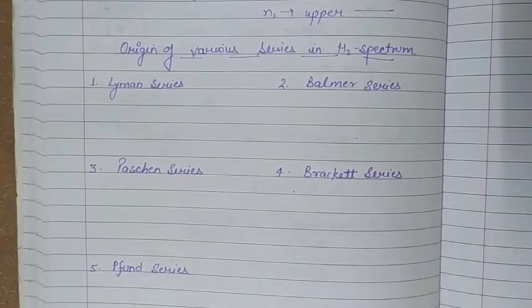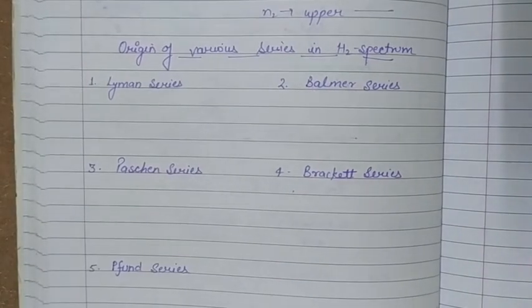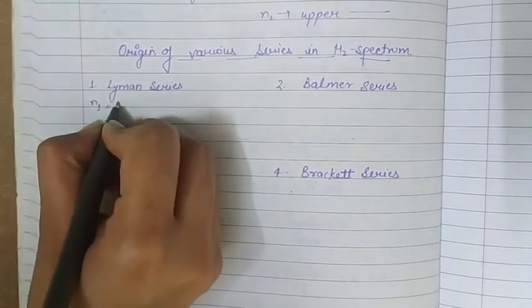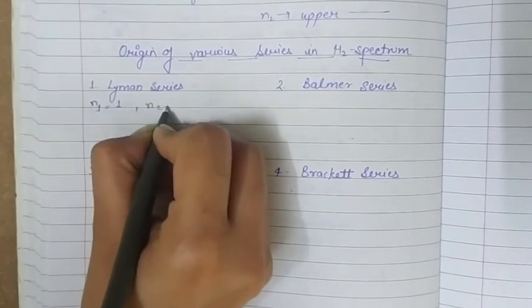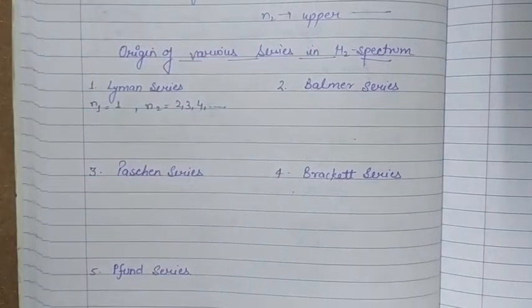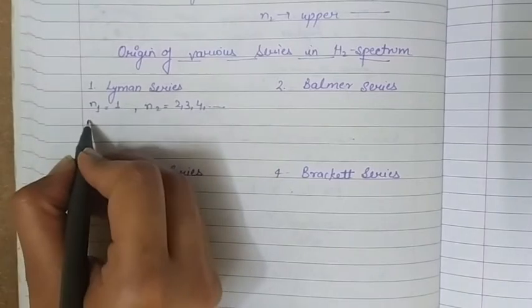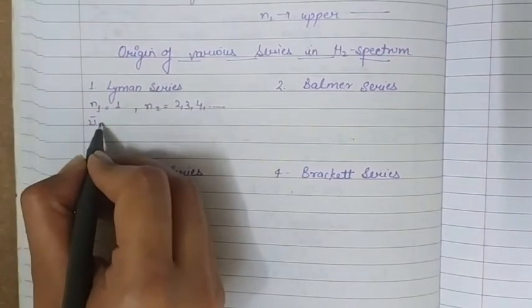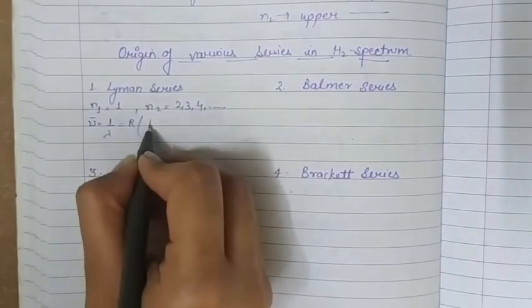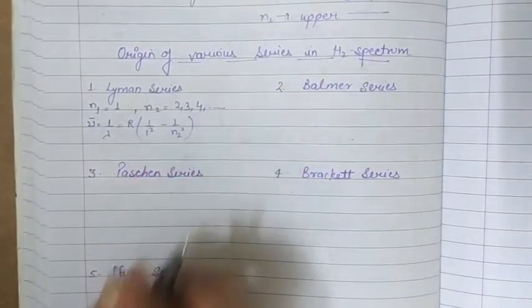Let's start with the first one. Whenever an electron jumps from higher levels to the first energy level, the lower energy level is fixed, that is n1 is equal to 1, and n2 can be 2, 3, 4 and so on. In that case we get this equation, nu bar is equal to 1 upon lambda is equal to R times 1 upon 1 square minus 1 upon n2 square, where n2 is equal to 2, 3, 4 and so on.